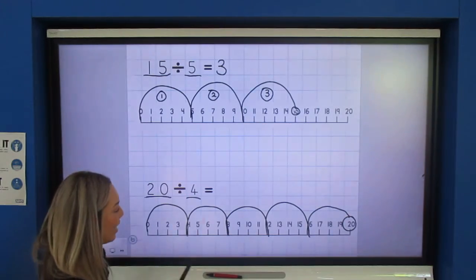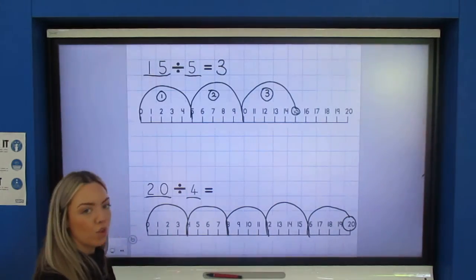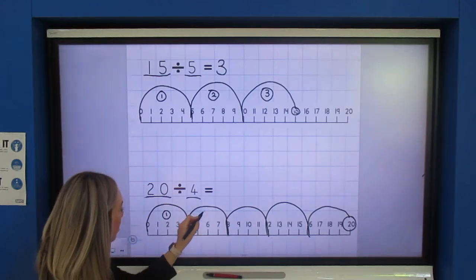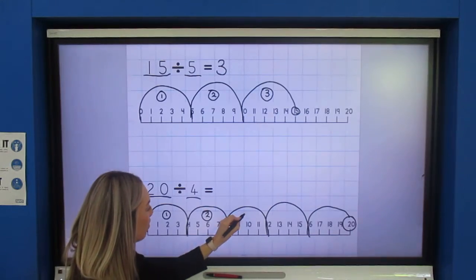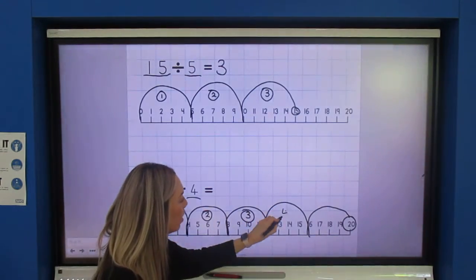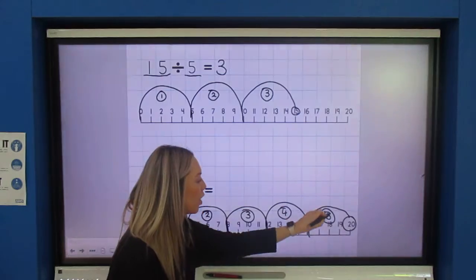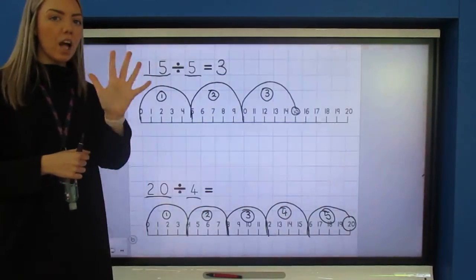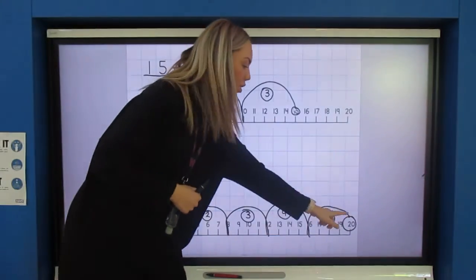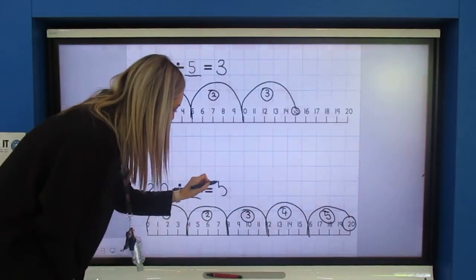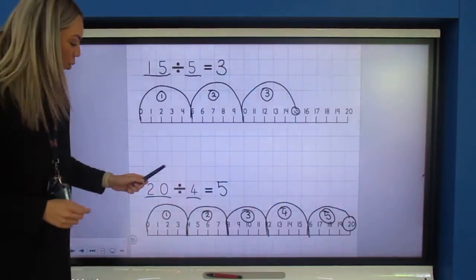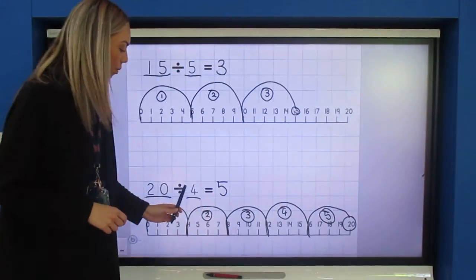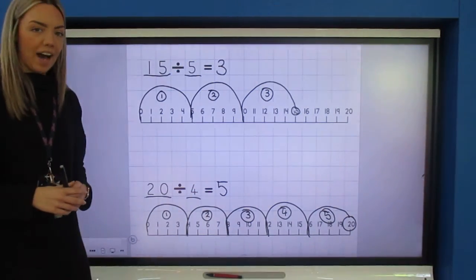So now we need to count how many times we had to jump in 4s before we landed on our number. 1, 2, 3, 4, 5. So we counted 5 times, 5 lots of 4 to get to 20. So we now know that 20 divided by 4, so when we count in 4s, we can see that we have the number 5 as our answer.